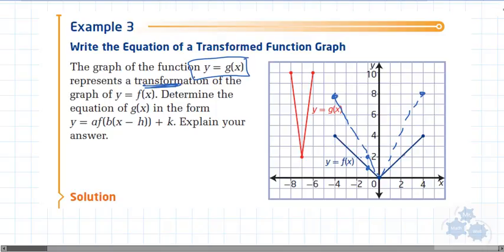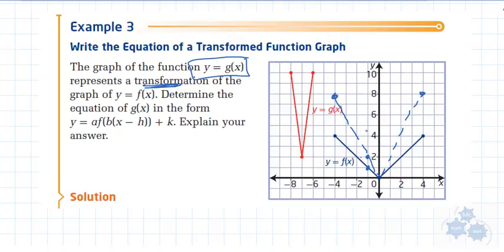Does that make sense, or does that not make sense? Because what did we have here? We had 4, and now this is 8. So that's a vertical stretch of 2. So does that make sense, or do we have to do something else?